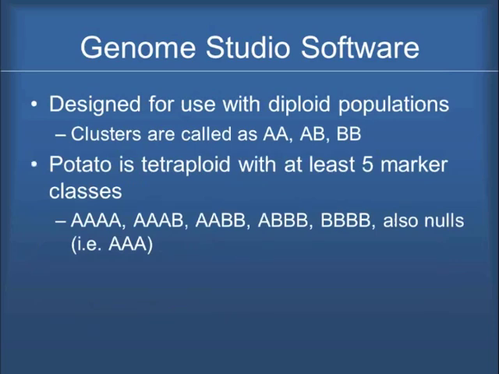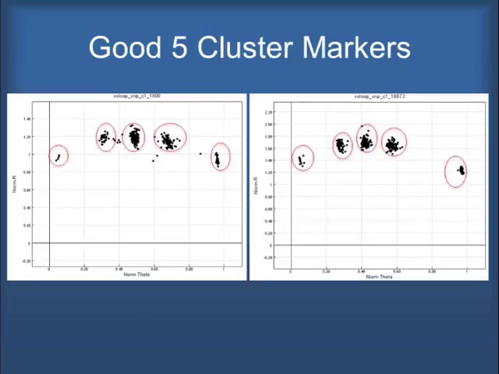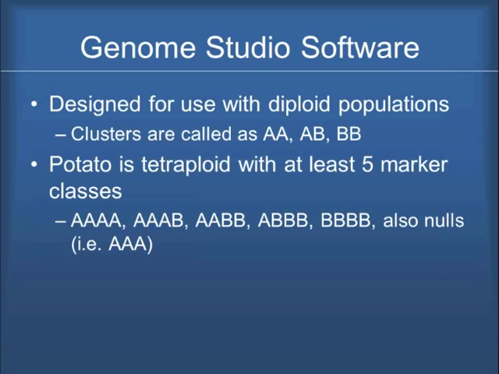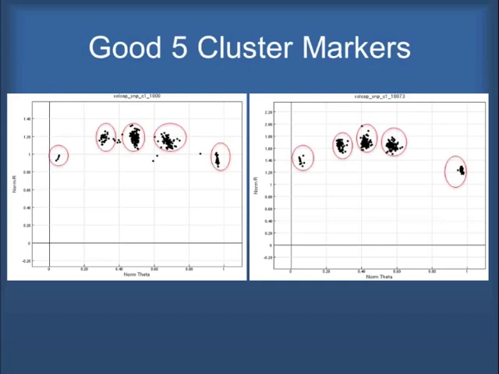Okay, so with the tetraploid, it gets a little more complicated because we have 5 marker classes, but then there's also this question about if we have any nulls and how does that play into that. But when we're working with the diploids, we really just have the 3 clusters.